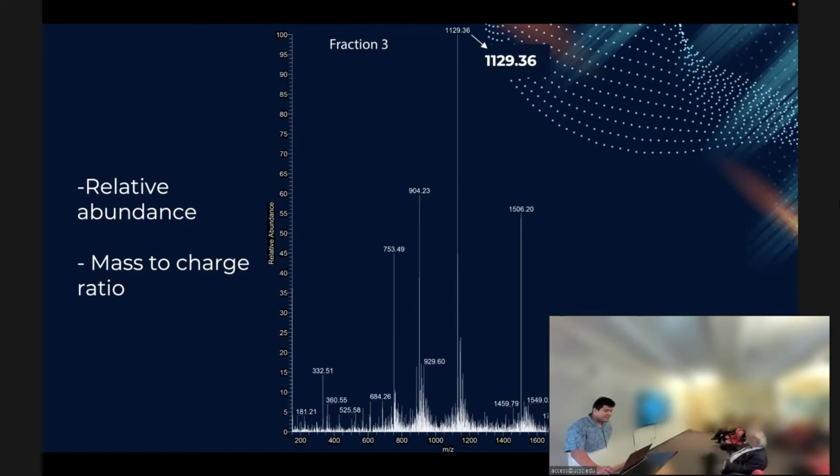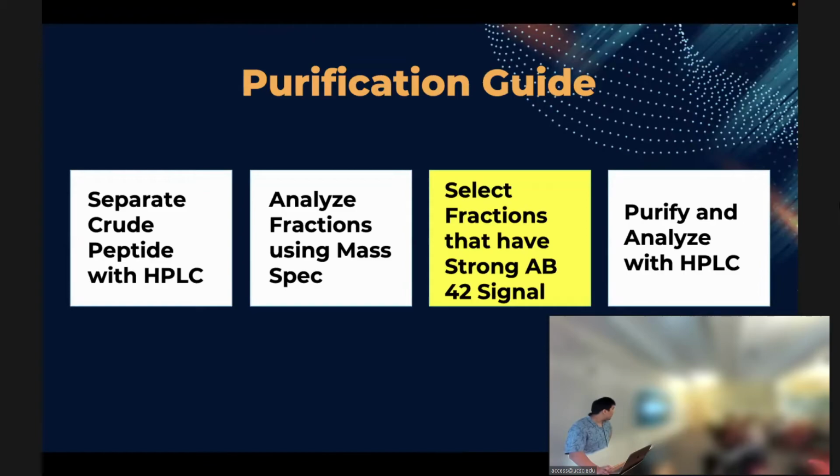On the y-axis is the relative abundance, or the amount of compound. So the higher a line is, the more of that compound is present in that sample. And for the mass to charge ratio, it's exactly what it sounds like: the mass divided by the charge. So the more mass a compound or a fragment has, the further along the x-axis to the right it'll be. So there's that.